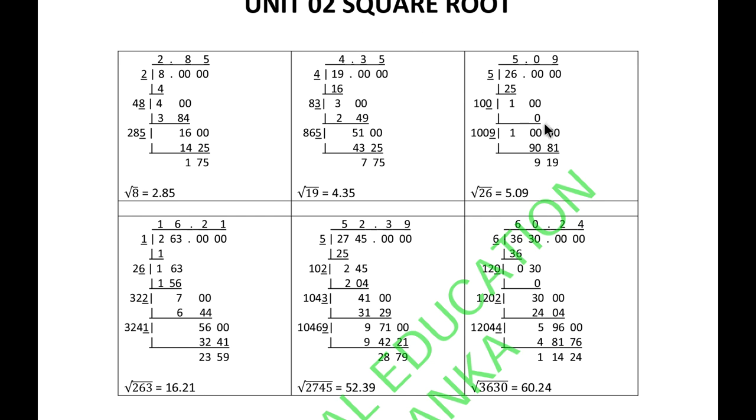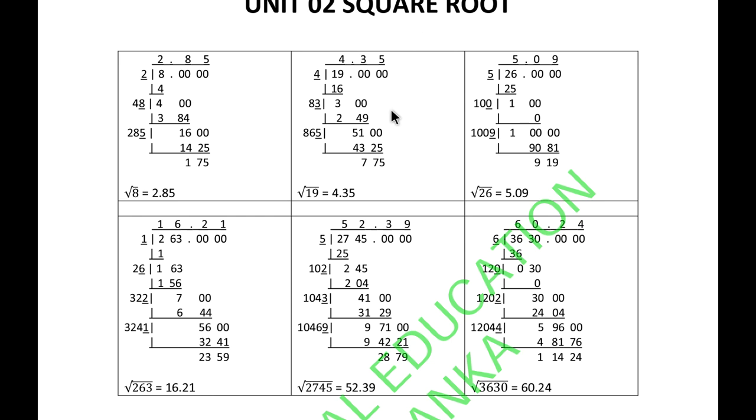And we take double zeros. That's 10,000. And we write here 50 times 2, 100. And we keep a blank. We write 9 here. 9 times 1009 is 9081. So after subtracting, it's 919. The square root of 26 is 5.09. Always make sure you study my square number table, cubic number table and the cube number table.